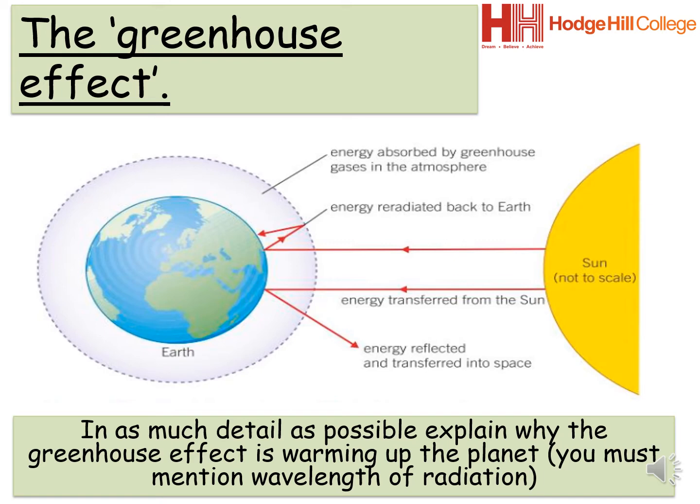If we look at the question here, it says, in as much detail as possible, explain why the greenhouse effect is warming up the planet. You must mention wavelength of radiation. To see a diagram like this in an exam is very common. So first of all, why is it that human activities affect global warming and cause the greenhouse effect?